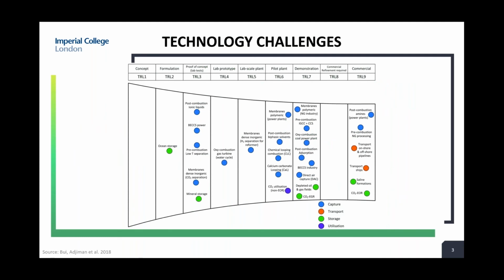So the technologies used for capture, transport, storage, and utilization are outlined in this table, which provides a snapshot in time of the level of maturity of a given technology with a defined scale, which in this case ranges from 1 to 9, with 1 being the least mature and 9 being fully commercialized. This method was originally developed by NASA in the 1970s, and it is now widely used by research institutions and technology developers around the world to set research priorities.